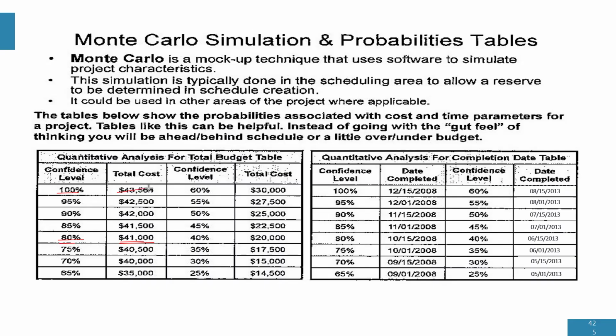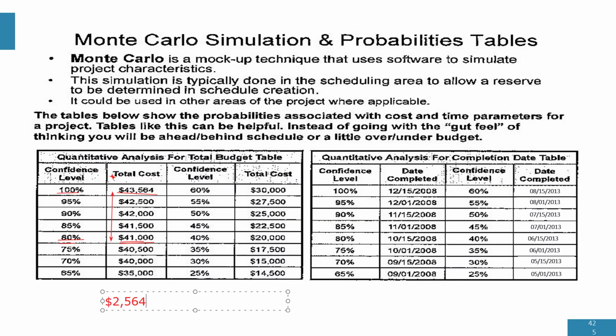Now, what Monte Carlo is saying is that with $43,564, you could surely complete the project. What you can now do is subtract $41,000 from $43,564. What you get, right, is $2,564. And what this means is that this is the amount of money you should keep aside for contingency reserve.